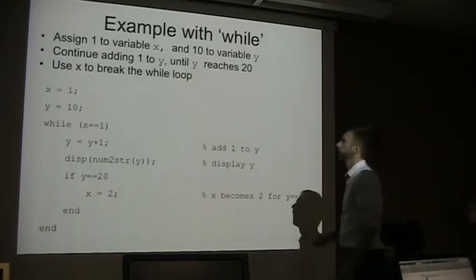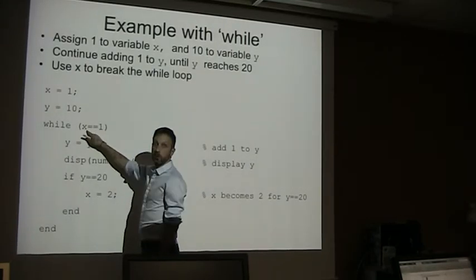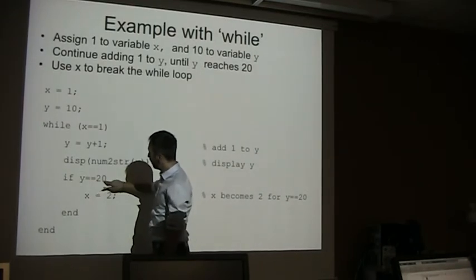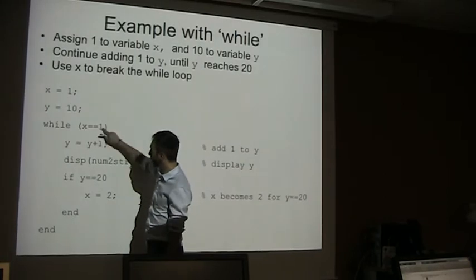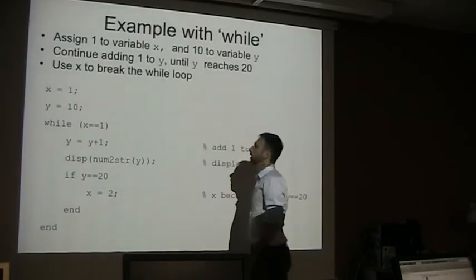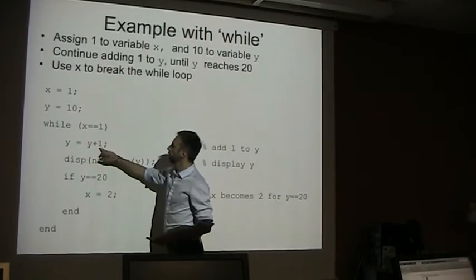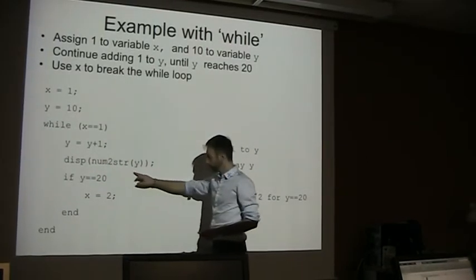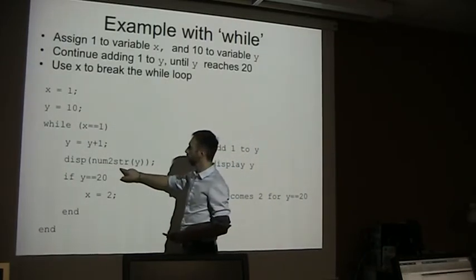That's how it looks. So we define x and y. Say while x equals 1, do this. And if y equals 20, well, x is no longer true, therefore it's going to stop the while loop. So here what I did is I add 1 to y. This is not necessary, but if you want, you can also display y. In order to display it, you need first to transform it to a string because it's a number.